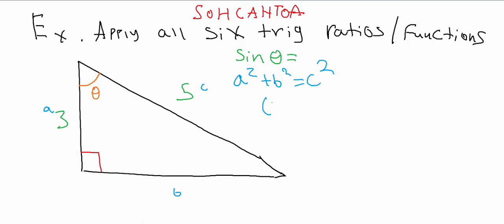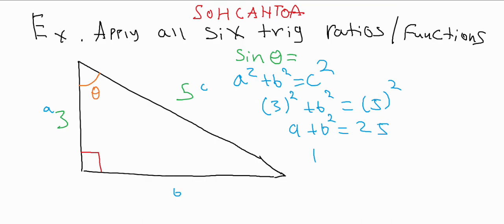So we get 3 squared plus b squared equals 5 squared. Then we get 9 plus b squared equals 25. We get b squared equals 16. We get b equals 4. Remember, no plus or minus 4, because we are dealing with the arithmetic square root. So b equals 4, meaning we can rewrite this as 4 here.